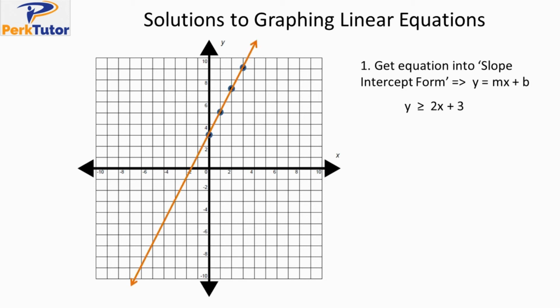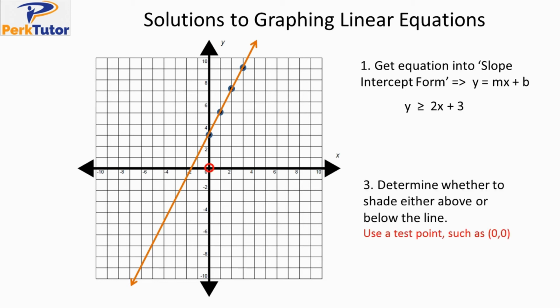Now you'll need to determine whether to shade above or below the line. Let's use a test point, the origin, which means you'll need to substitute in a 0 for both x and y, which simplifies to 0 is greater than or equal to 3. Well, that's a false statement, which means that the test point should not be shaded. So you need to shade on the other side of the line.